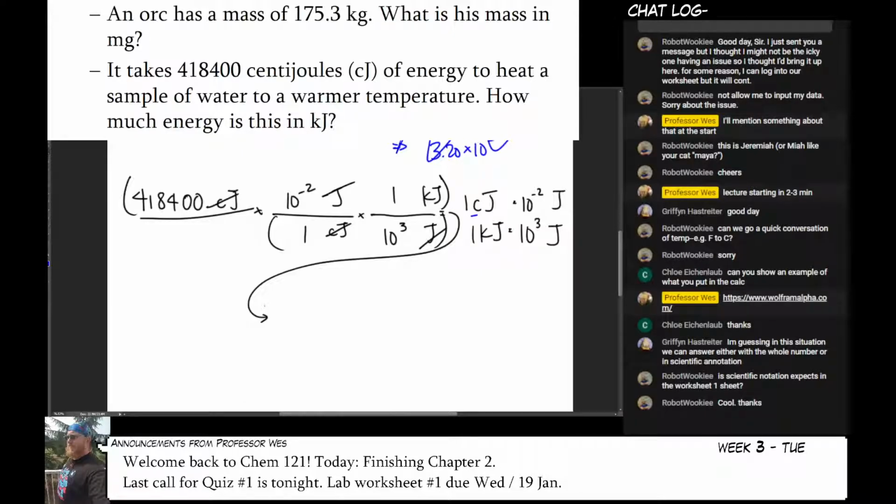So 418,400 times 10 to the minus 2 times 1 divided by 1 times 10 to the 3. And I get 4.184 kilojoules. Which, believe it or not, I've actually specifically chosen this. Is it exactly 1 calorie?